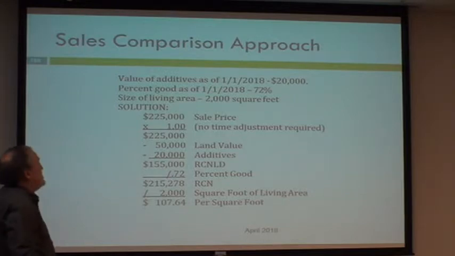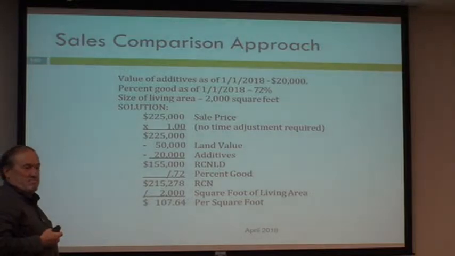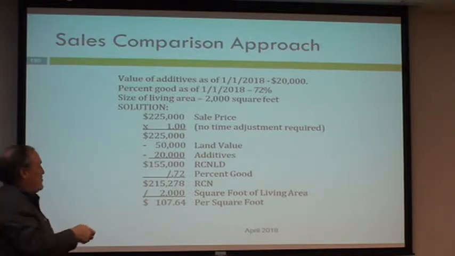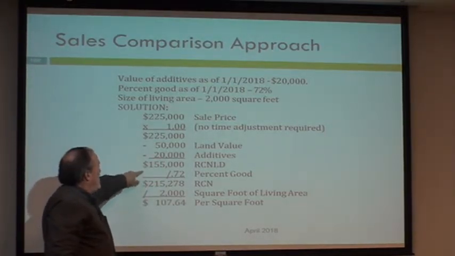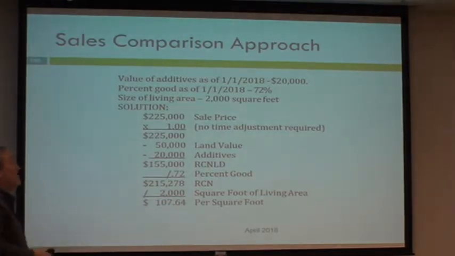And we know that it's 72% good. So what's your first thought there to do what? Multiplying it. You don't multiply, you divide. You're trying to get to the new values. This is the depreciated value. This is the new value. Depreciated value, I divide by the percent good to get to the new value, divide by the number of square feet to get the cost per square foot. I know it's totally backwards from what you're used to doing. You're used to multiplying, right? But you're going to divide.